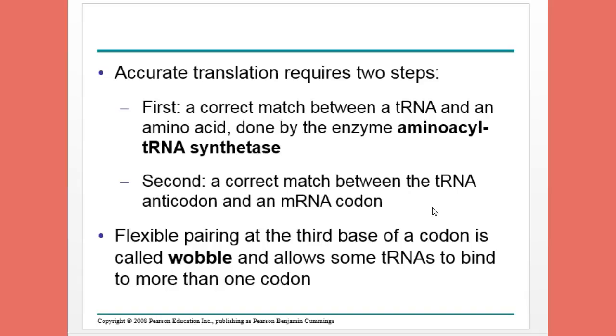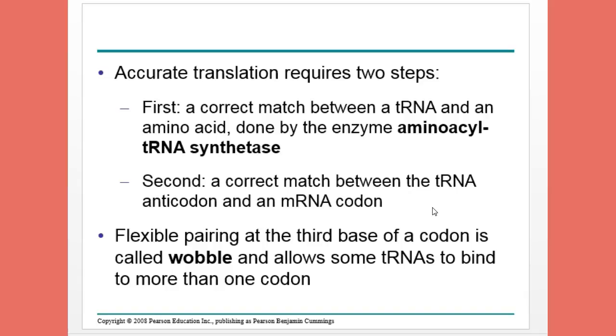Accurate translation requires 2 steps. The first step, a correct match between tRNA and an amino acid, is done by the enzyme aminoacyl tRNA synthase. Alright? And then second, the correct match between the tRNA anticodon and the mRNA codon. Flexible pairing at the 3rd base pair of a codon is called a wobble, and it allows some tRNAs to bind to more than one codon.